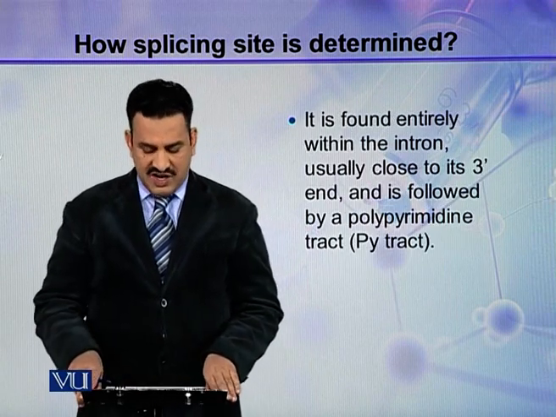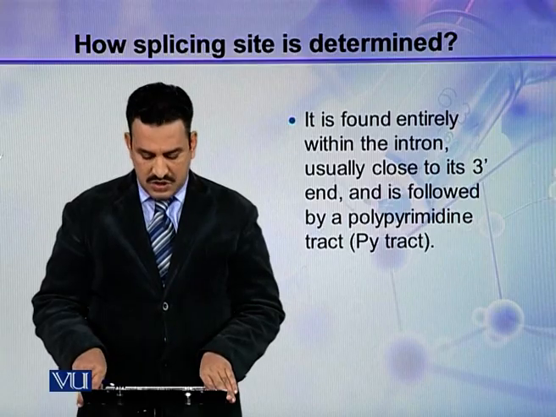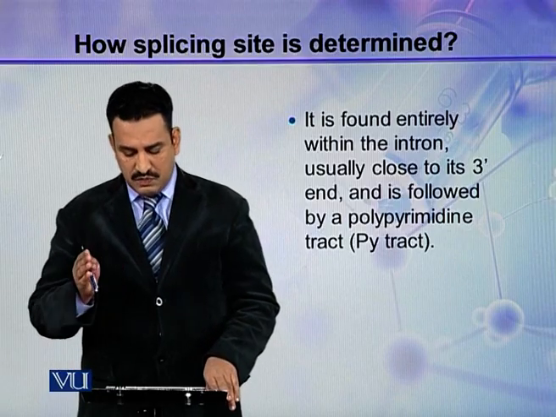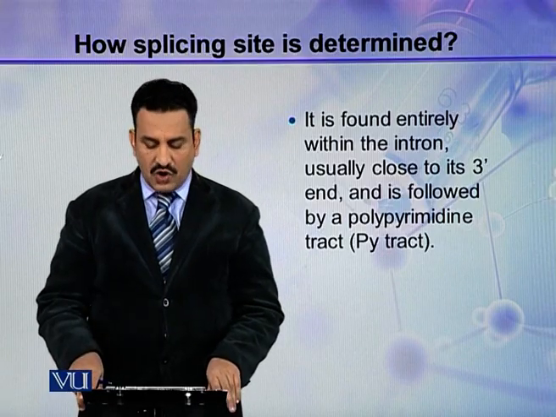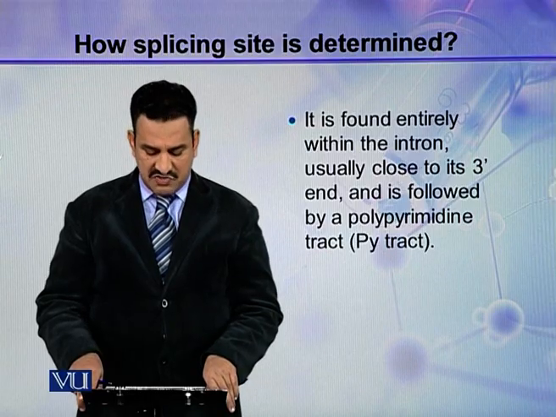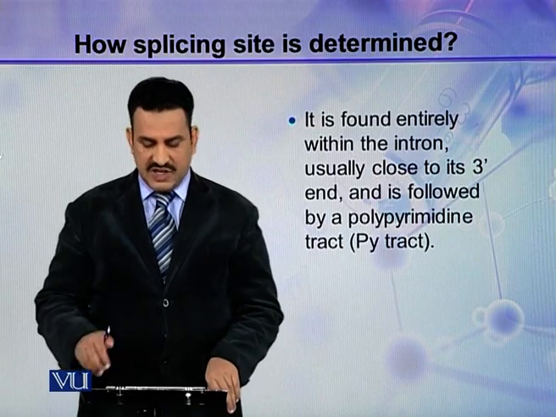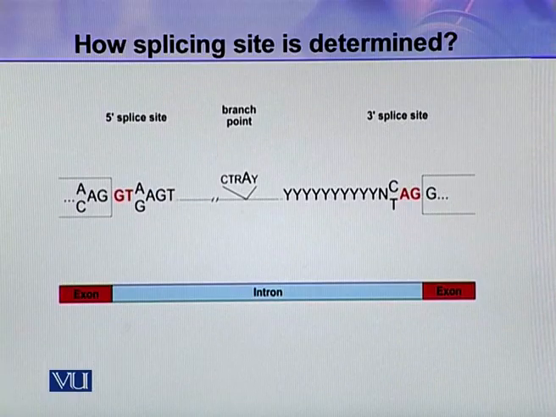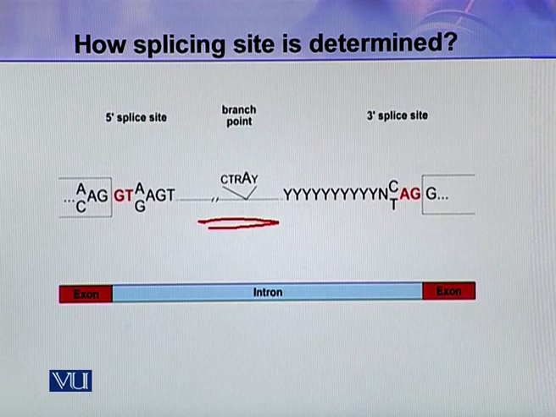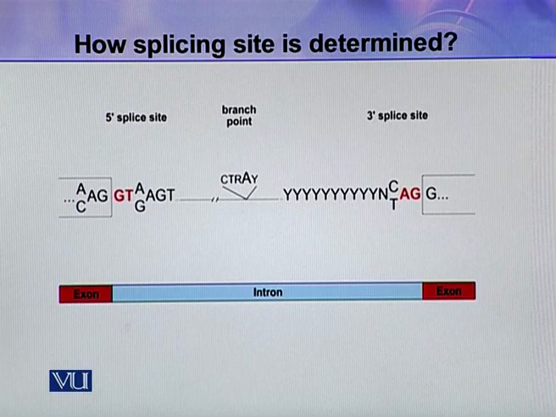It is found entirely within the intron, usually close to its 3' end, and is followed by a polypyrimidine tract, that is PY tract. So here again you can see in the center it is the branch point sequence and then it is followed by PY tract. So this is an important sequence.